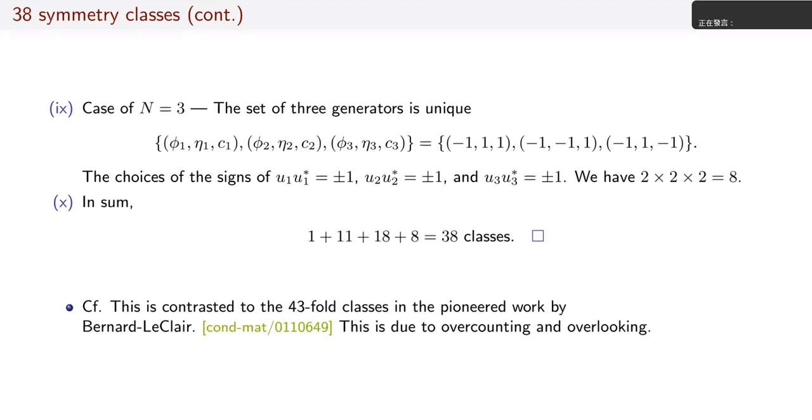And yeah, there's a discrepancy between 43 and 38. But this is due to, in our paper we find that they overlooked some overcounting of some symmetry classes, and also there's an overlooking. So eventually, 38. Our conclusion is that there are 38 symmetry classes in the system.